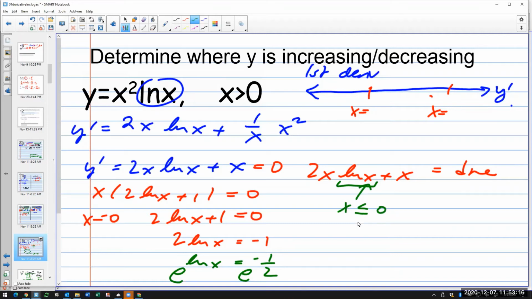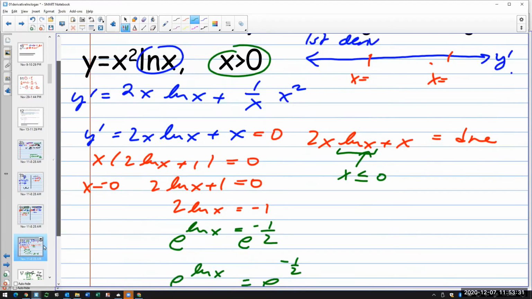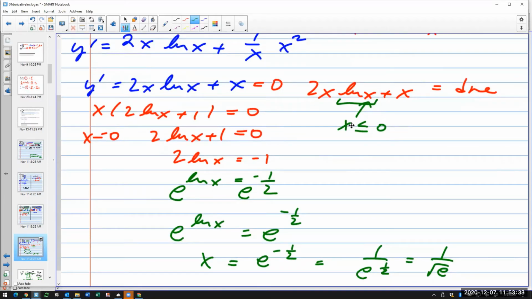You agree with that? But guys, guess what they tell me up here? The x is never less than or equal to 0. So basically they're saying ignore these critical points. So I'm going to put these two critical points that I have here. I'm going to ignore these critical points because x is always greater than 0, so I don't have to worry about this. X equals 0 and x equals e to the negative 1/2.